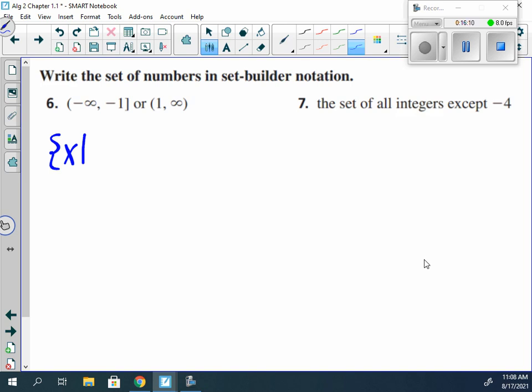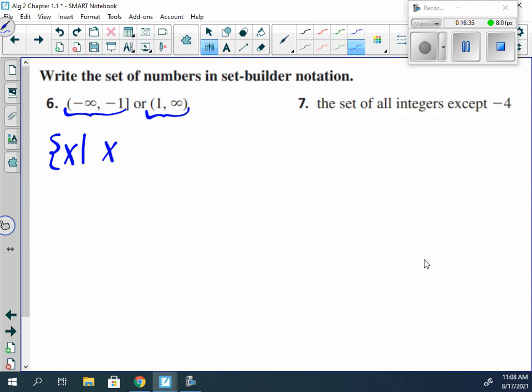But these two parts here, this one and this one, we will have to rewrite as an inequality. We can't just leave them as interval notation. The use of interval notation in set builder notation isn't preferred. So we need to actually rewrite these as inequalities.